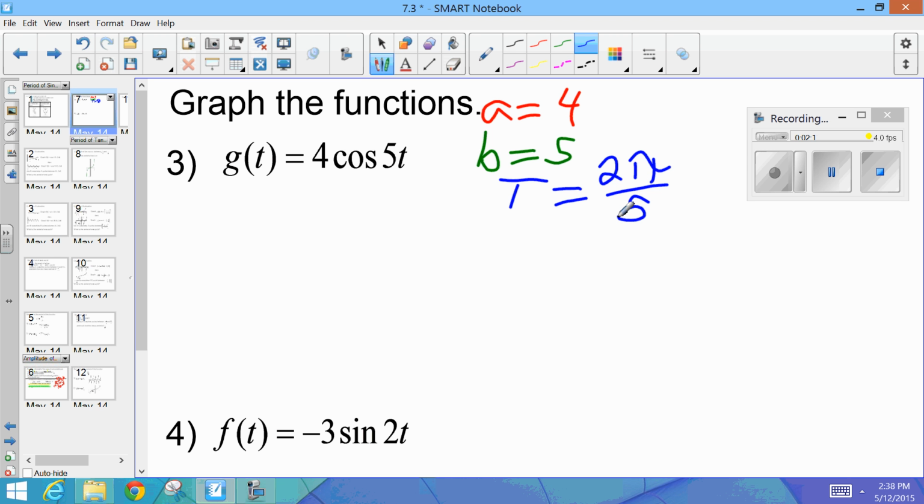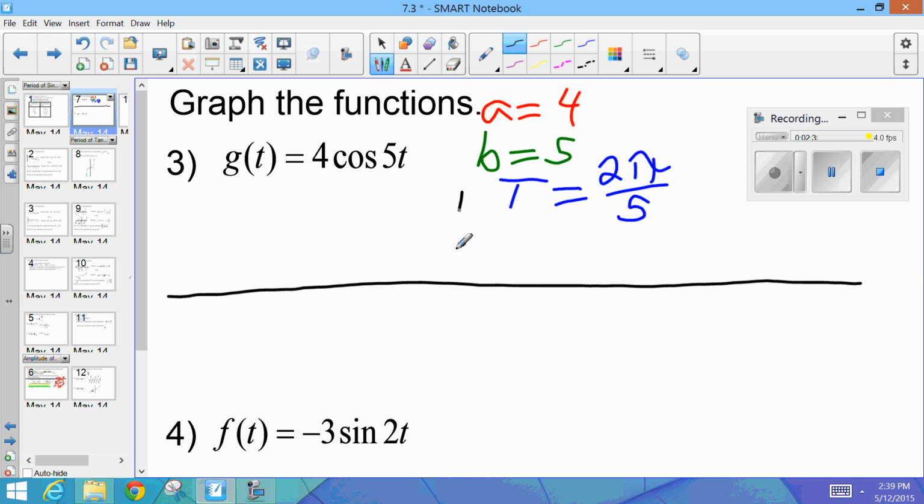Okay. Now it's telling me to graph it, and lucky for me, it's not telling me an interval over which to graph it. So that actually makes things easier for me, because I can set up my axes any way I want to, and I'm just going to set up my axes to reflect the most convenient points to show 2 cycles of this graph. All right. So here's my xy axis, and since one cycle is going to occur over 2 pi over 5, I'm going to graph from negative 2 pi over 5 to positive 2 pi over 5.